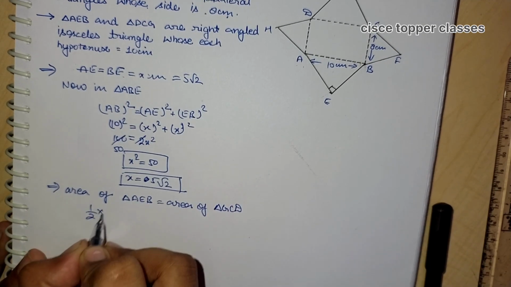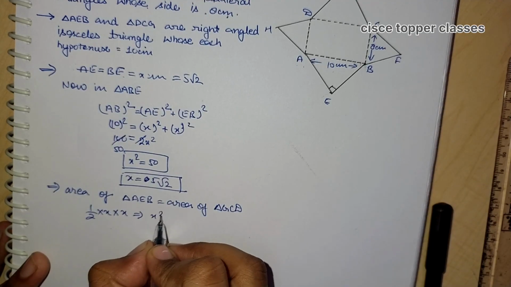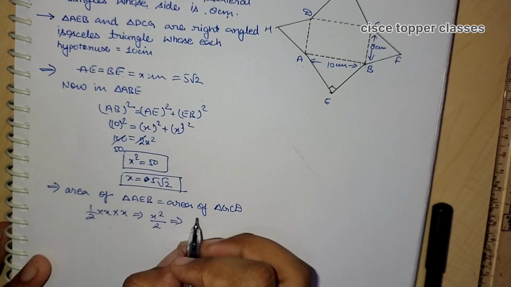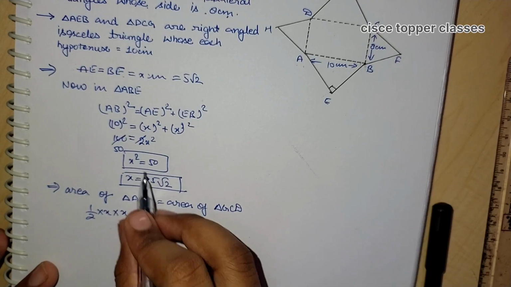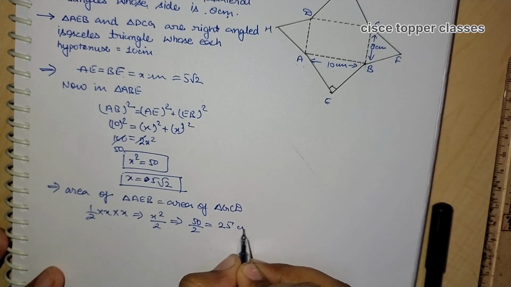This will be half into base into height. Base and height are equal only. So here we can write x square by 2. Now x square we can write here 50. So 50 by 2 is equal to 25 centimeter square.